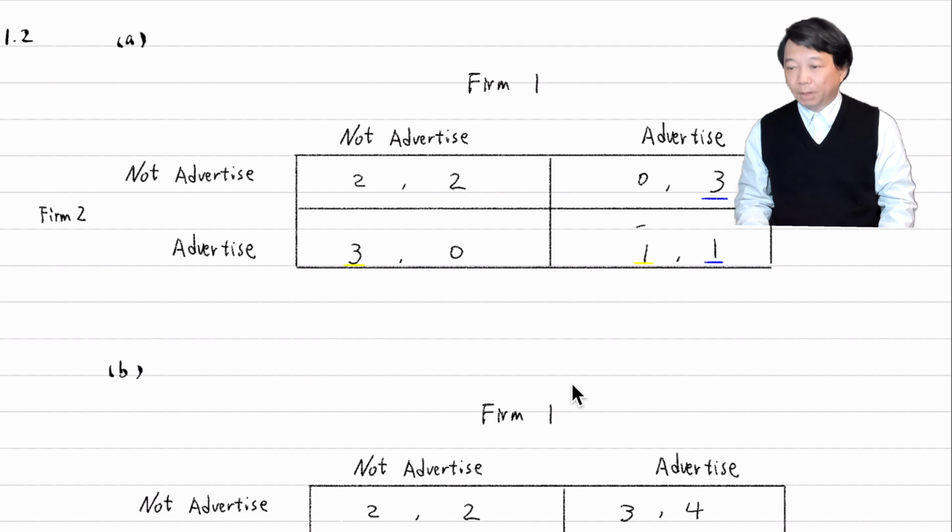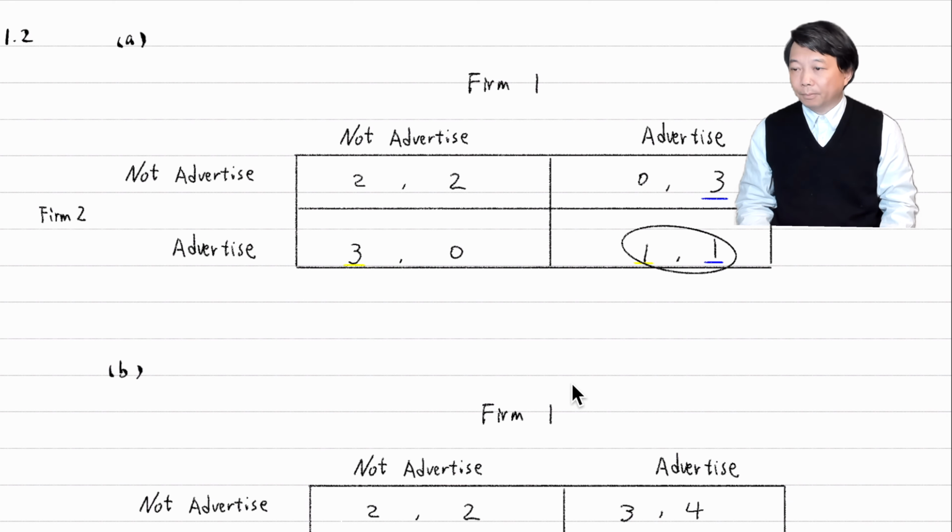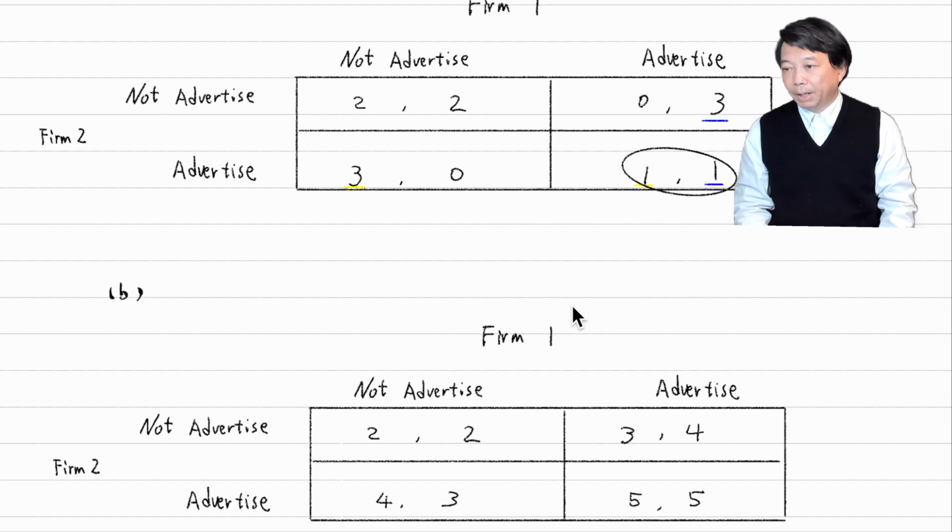We then circle the cell with both payoffs underlined. That is the outcome of the Nash equilibrium of the game. The Nash equilibrium is that both players choose to advertise. It is a Nash equilibrium because no player wants to deviate from it. Similarly, in panel B, we can show that advertising is a dominant strategy for both firms.